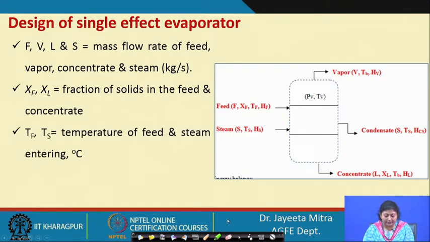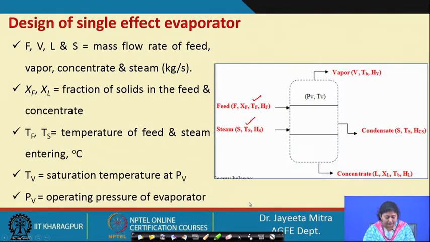Then TF, TS. These are the temperatures of the feed and steam entering the single effect evaporator, both in degrees Celsius. We can have them in Kelvin as well. Tv, as I said, is the saturation temperature at pressure Pv, and Pv is the operating pressure of the evaporator.